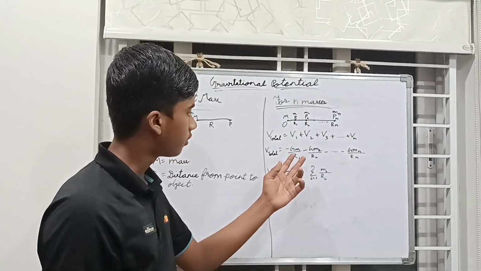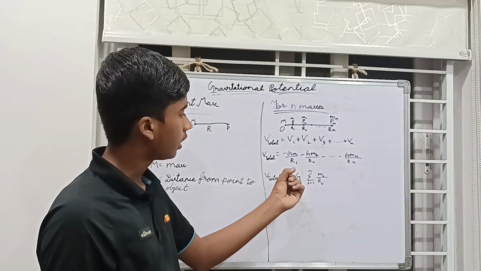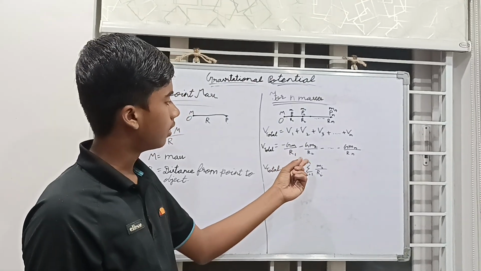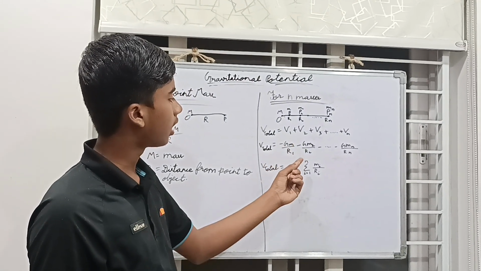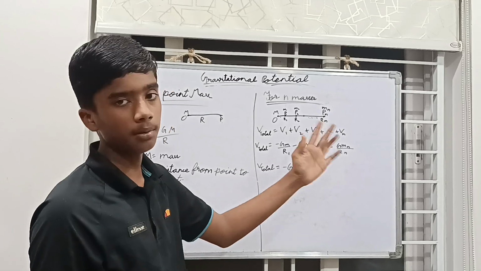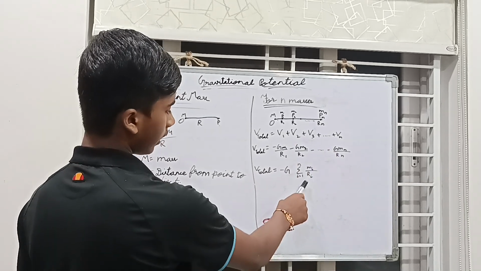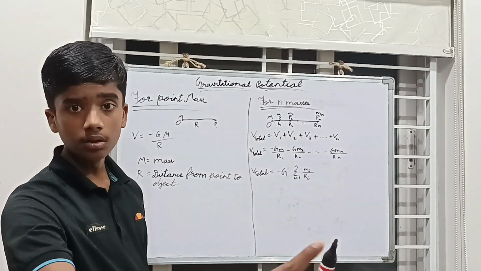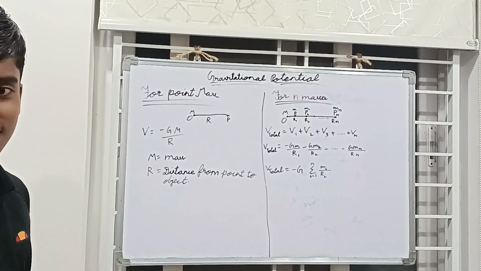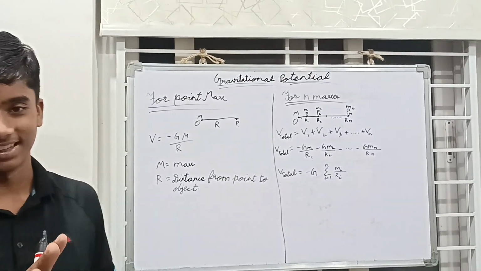From this we can take minus G common. We will get minus G times m1 by r1 plus m2 by r2 plus so on up to mn by rn. So we can write it like this. Understood? If you have any doubts, then just see this video again. I cannot explain this again.